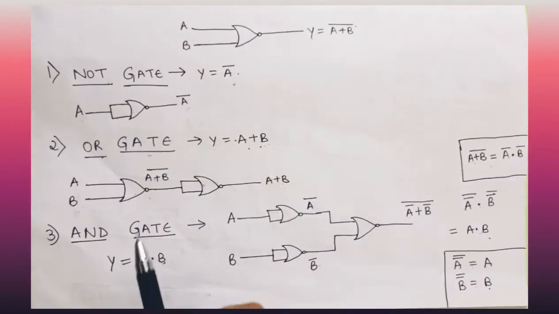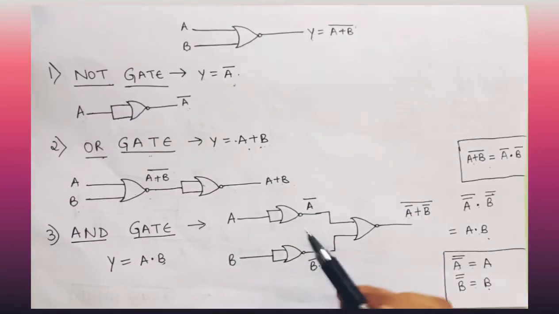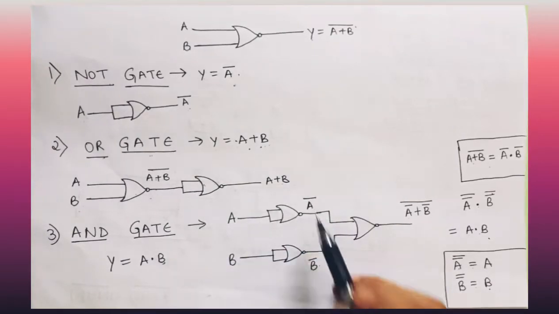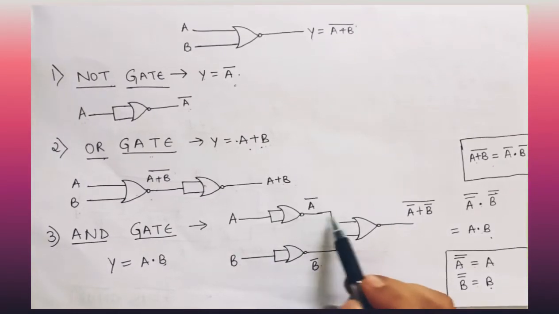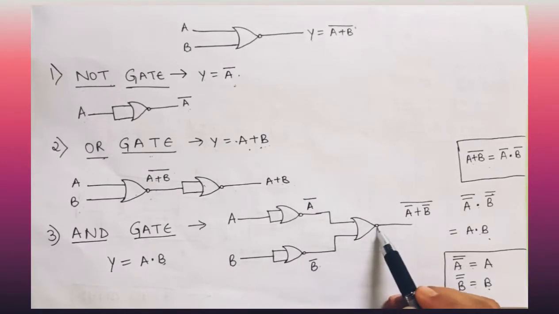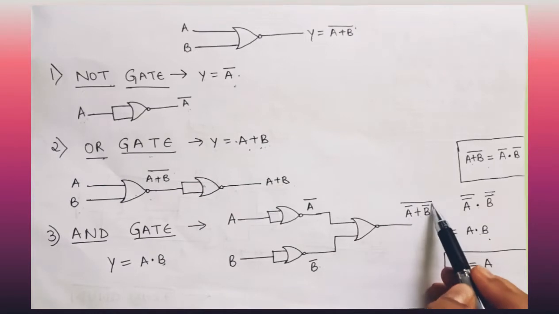Now, the next gate is AND gate. AND gate's output is y is equal to A into B. Here, we have to take two NOT gates, and the output of this NOT gate will be A bar and the output of this NOT gate will be B bar. So, to the output of these two NOT gates, we have added a NOR gate. Hence, the output will be (A bar plus B bar) whole bar.